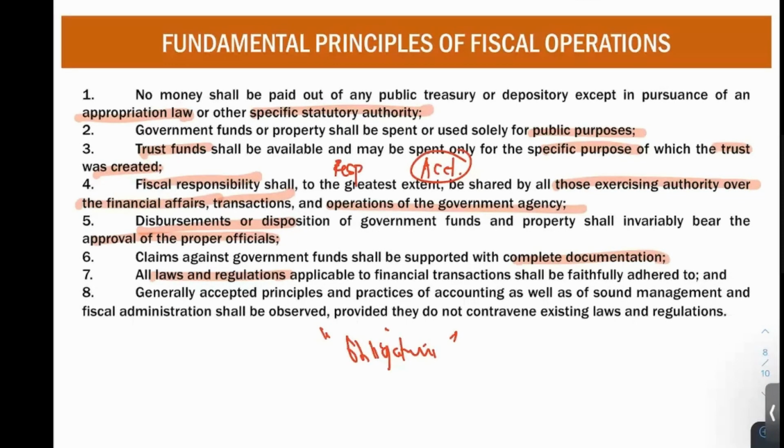Number eight, generally accepted principles and processes of accounting as well as of sound management and fiscal administration shall be observed, provided they do not contravene existing laws and regulations. Actually, aside from the law, we also have your general accounting principles. We still follow some general accounting principles such as your double entry system, etc. So these fundamental principles of fiscal operations help us not only as to the budget per se, but also how we spend the budget, and how we make use of the funds and properties.